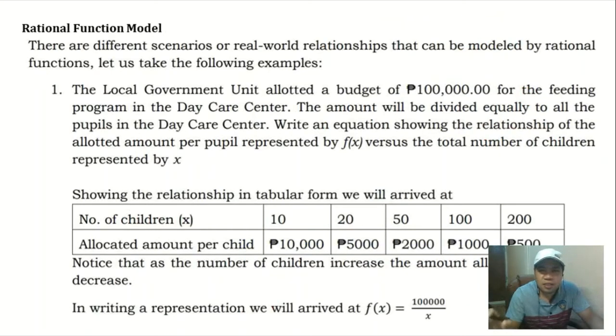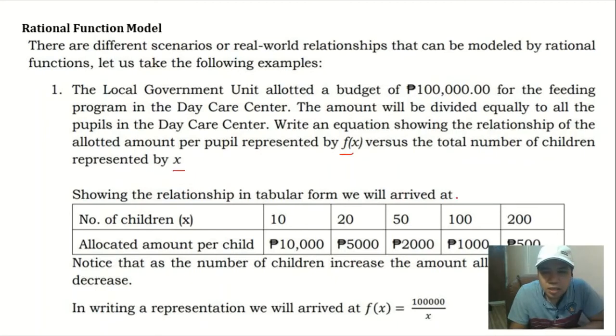Since ang target natin is to represent real life situations, ito na yung pupunta natin. Example, the local government unit allotted a budget of 100,000 pesos for the feeding program in the daycare center. The amount will be divided equally to all the pupils in the daycare center. Write an equation showing the relationship of the allotted amount per pupil represented by f of x versus the total number of children represented by x.